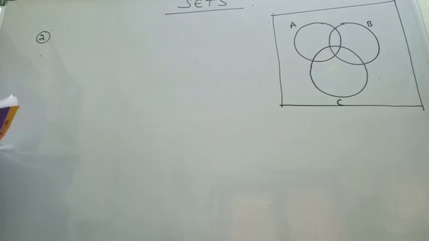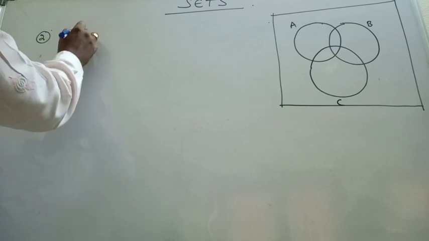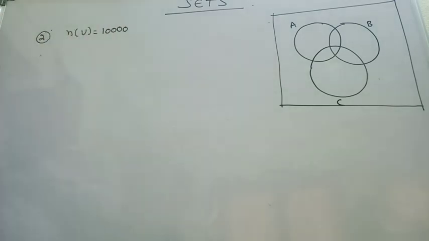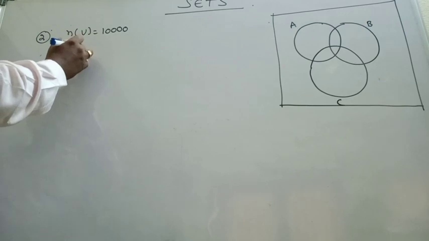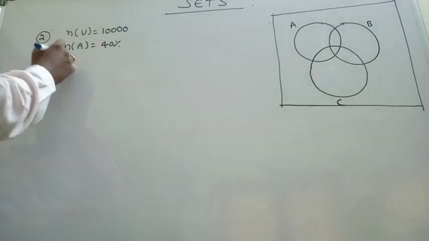Once we have got these three newspapers, my dear students, the total n of mu is equal to 10,000 members. We found that 40% of families buy newspaper A, so n of A equals 40%.